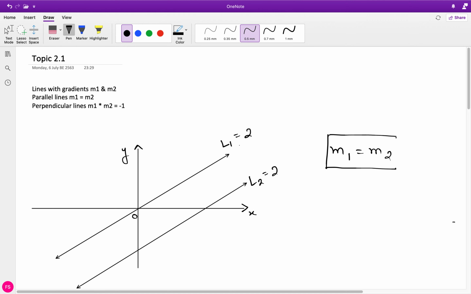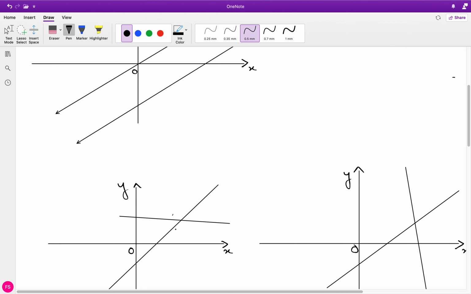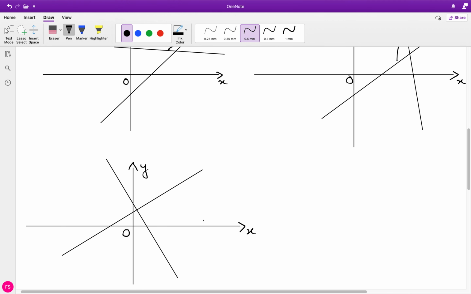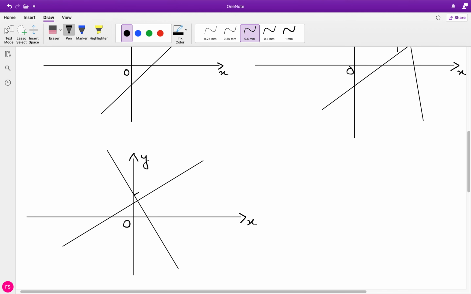Now there are other kinds of lines that do intersect, but the angle at which they intersect may vary. You can see that for these two lines, they're intersecting at this point, and the angle of intersection is this, which is not the same as this one. One is this angle, the other angle is this. Now, what if the two lines intersect at 90 degrees? This is an example of that, and this kind of lines are called perpendicular lines.